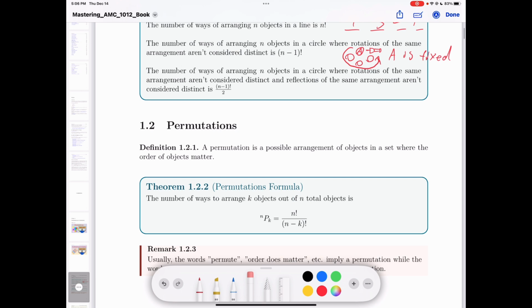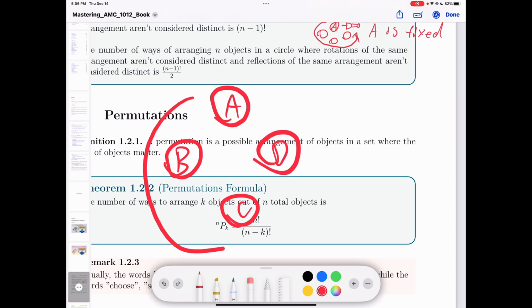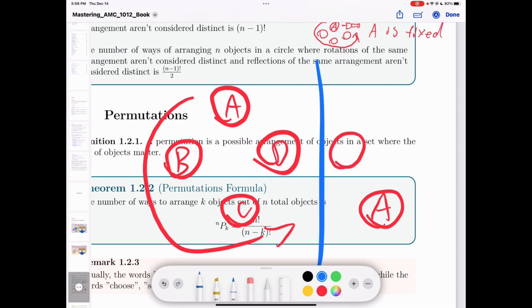Alright, point number 3. The number of ways of arranging n objects in a circle where rotations of the same arrangement aren't considered distinct and reflections of the same arrangement aren't considered distinct. To me this seems fairly standard. Reflecting A gives a, hold on 1 second. A here, C, and I think these stay the same. Would that make sense?